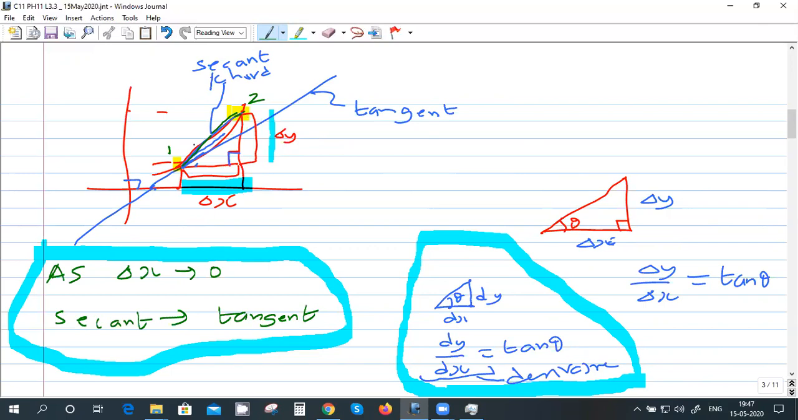So it forms a triangle, right? That triangle has the vertical distance as delta y, the horizontal distance as delta x, and the secant or chord which is joining these 2 points, 1 and 2. So what is tan theta now?